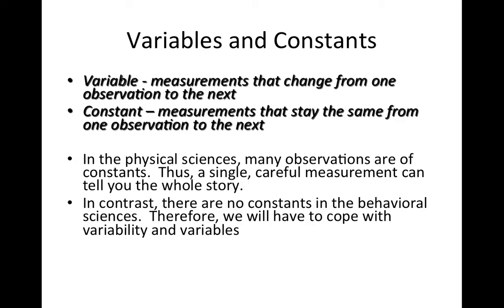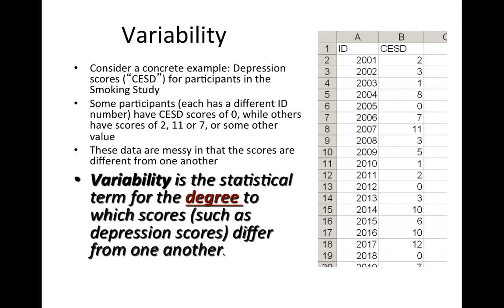So in the physical sciences, many observations are of constants. Thus, a single careful measurement can tell you the whole story. In contrast, in psychology and behavioral sciences, there's very few constants, if any at all. So therefore, we're going to have to cope with variability and variables. Now, variability is the statistical term for the degree to which scores differ from one another.